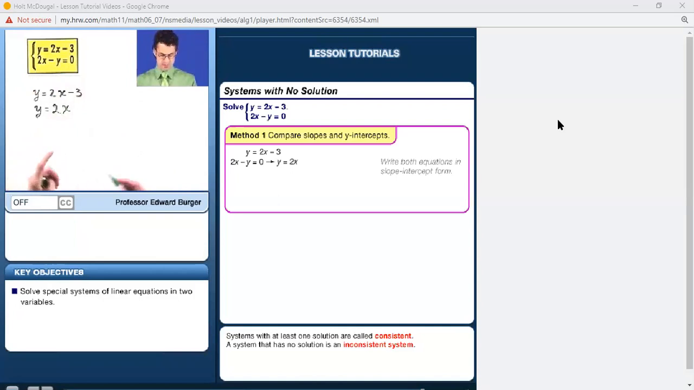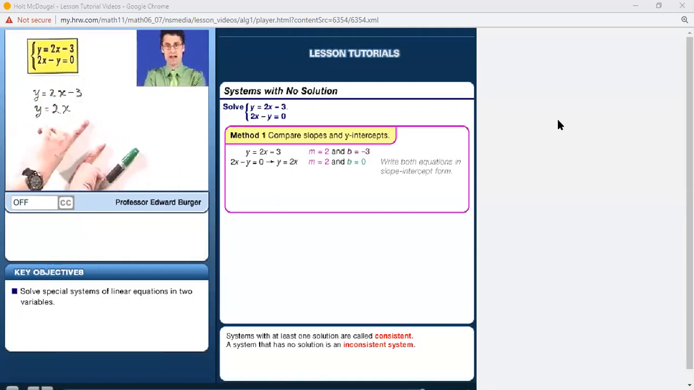Now, why? Why was I able to tell that? Well, because look, I see that the slope of each of these lines is equal. So these two lines are parallel. They're parallel, and since one has a y-intercept of -3 and one has a y-intercept of 0, these are going to be two lines that never actually cross each other.